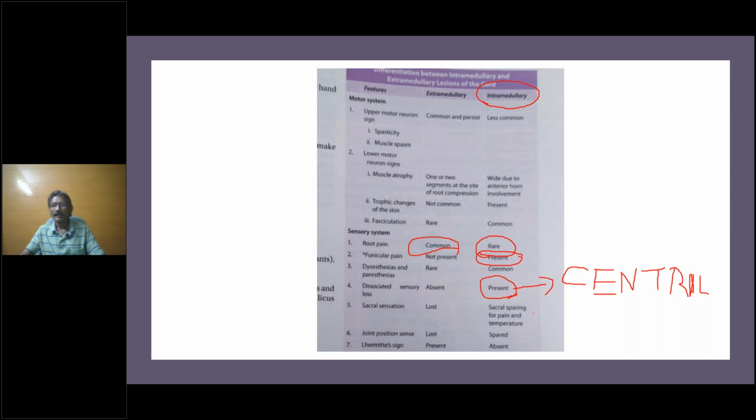Again, sacral sparing for pain and temperature is a feature of a central lesion, a central lesion which is expanding. So dissociated sensory loss and sacral sparing are applicable for a central lesion which expands. I'll just go back to the diagram again so that you will understand it.